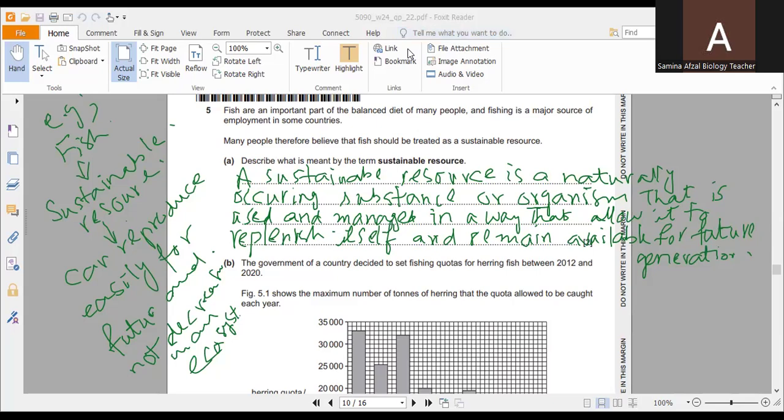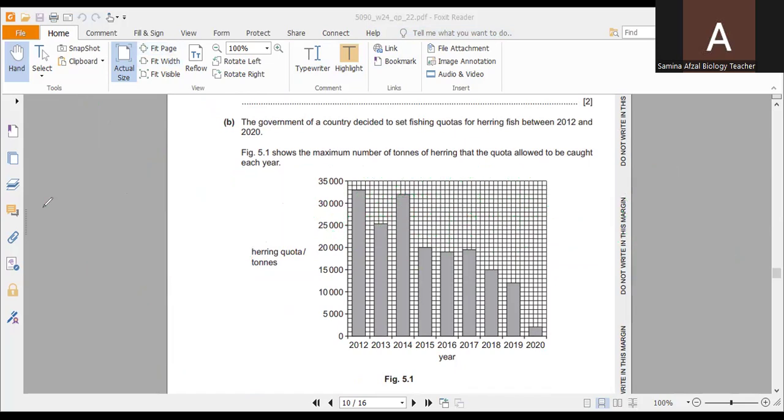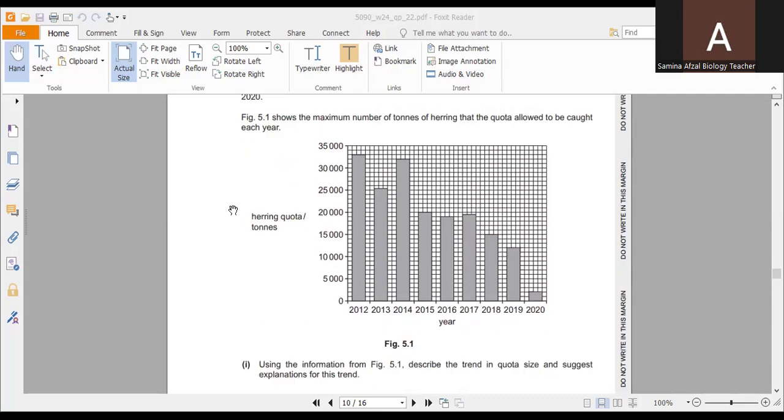Now, next question: the government of a country decided to set fishing quotas between 2012 and 2020. Figure 5.1 shows the maximum number of tons of herrings that the quota allowed to be caught each year. Herrings are a type of fish. So using the information from figure 5.1, describe the trend in quota size and suggest explanations for the trend.